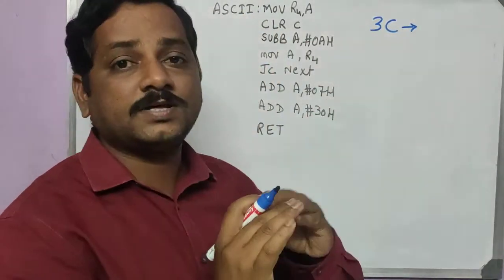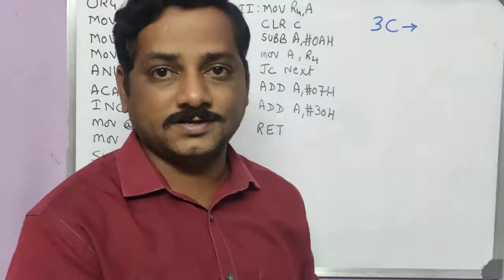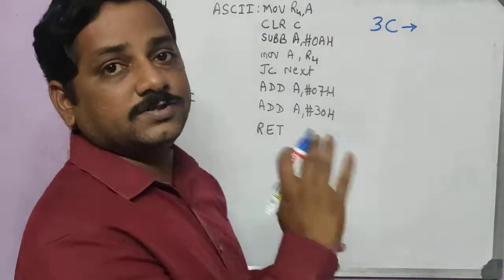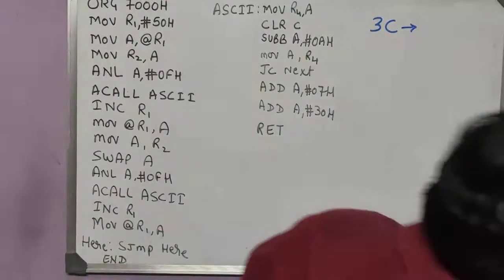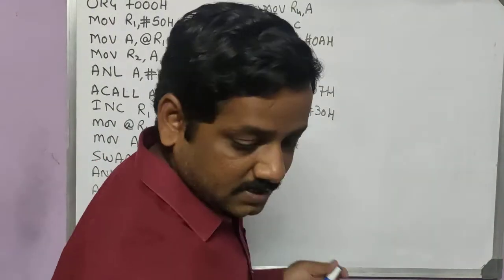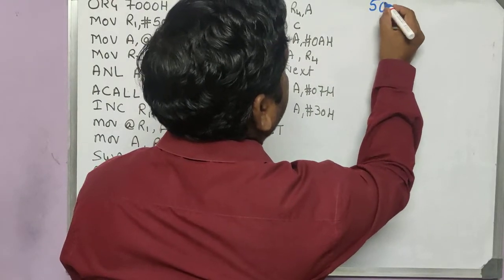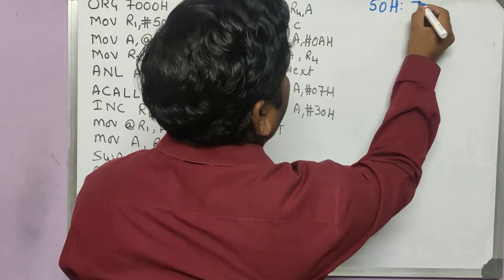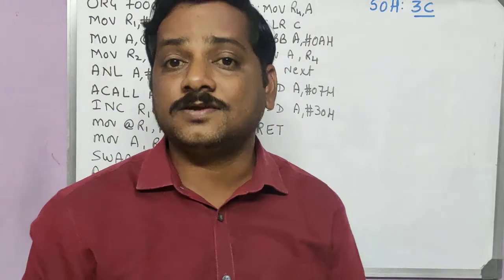First you have to separate the numbers. To separate that, first let me take it into the accumulator. Let's say somewhere I will give the input in a register, some internal memory. So let me give the input at 50H. My input is 3C. That is the hexa number. I want an ASCII of it.